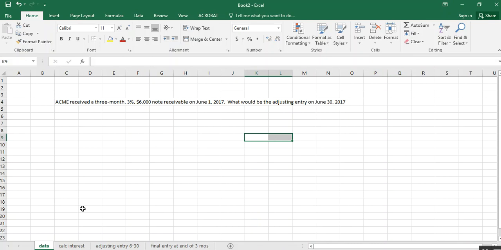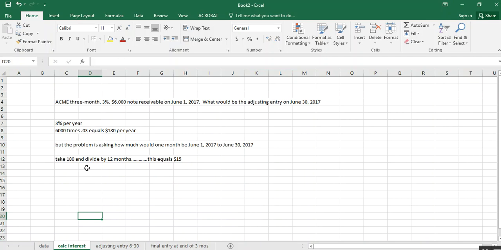So let's look at what we would do on June 30th. June 30th, remember, when you see percent, immediately 3% per year. So you take your principal, which is $6,000, times 0.03. 0.03 is also the same as 3%. Be careful with your calculators. Some people get a little sloppy with those and get confused. But $6,000, which is the note, times 0.03 is 180 per year.